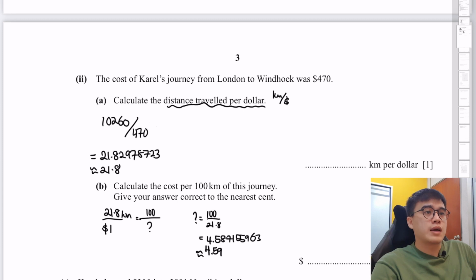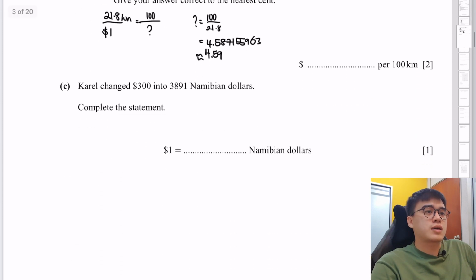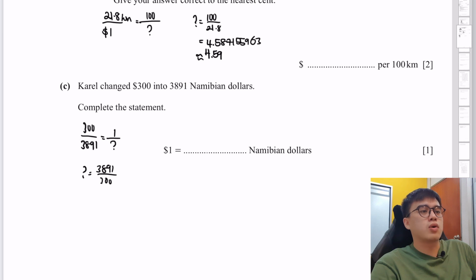Question C, Carol changed 300 into 3,891 Namibian dollars. I'm not sure how to pronounce this, sorry. 300 divided by 3,891 equals 1 over unknown. Through this, you should be able to get your answer as 12.97.